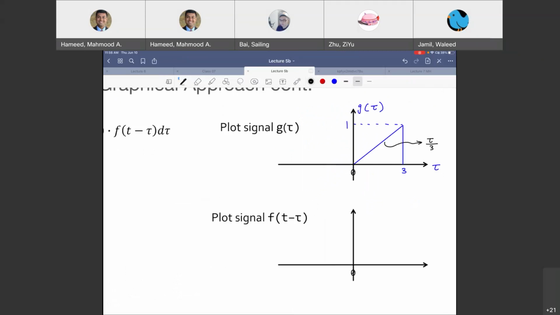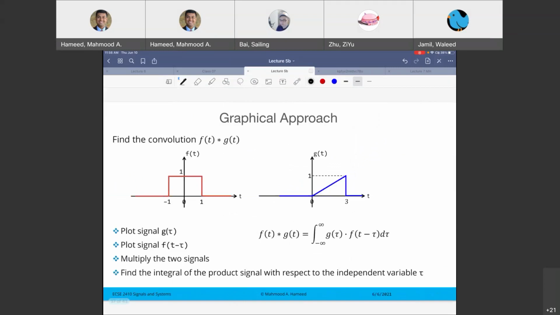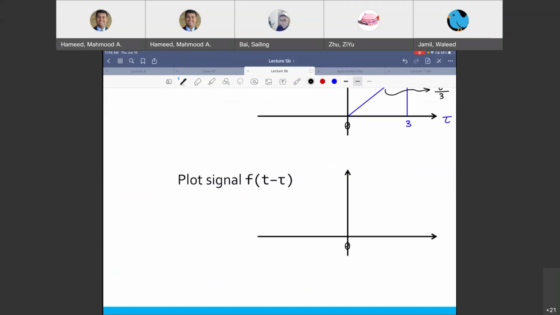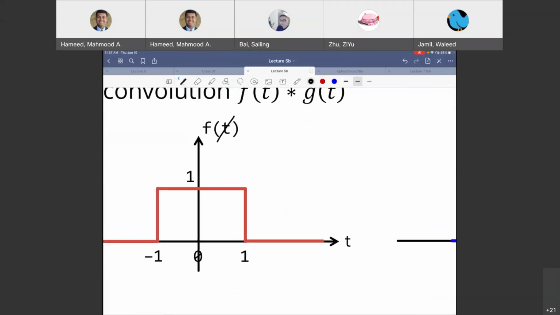Next, what do I have? F of t minus tau. If you have zoned out a bit, I want you to be on now. How are we plotting f of t minus tau? F of t is this: a rectangle between -1 and 1 with a height of 1. What is f of t minus tau? F of tau is going to be the same thing, right? So for f of tau, I don't have to struggle. I can just say, all right, tau, done.